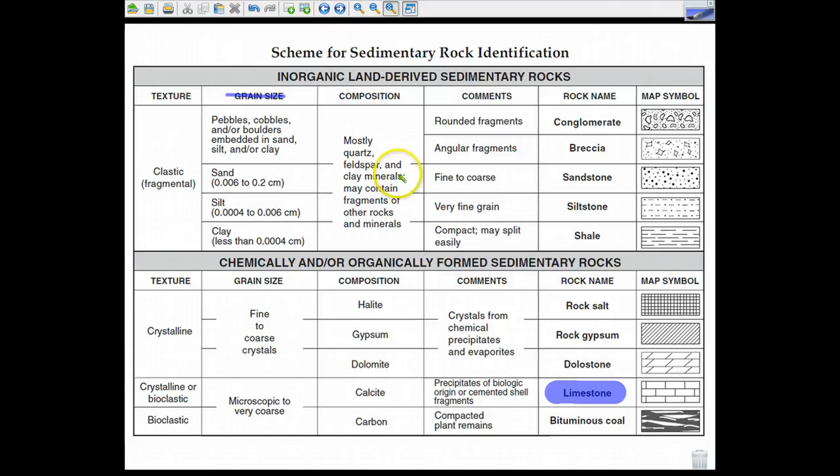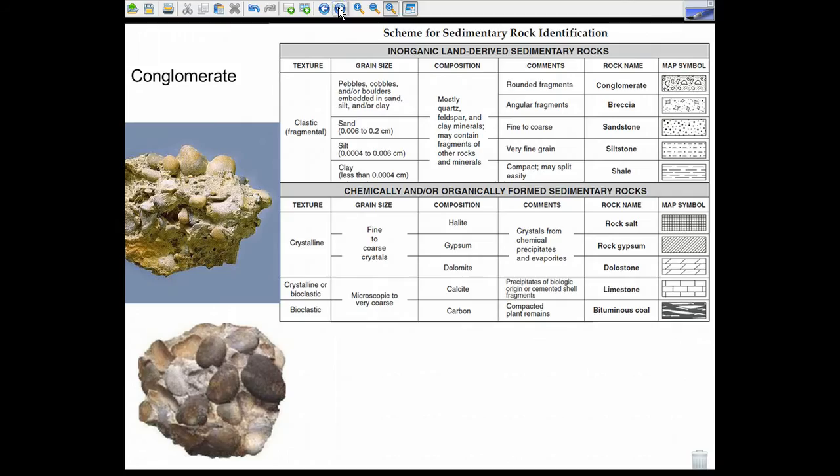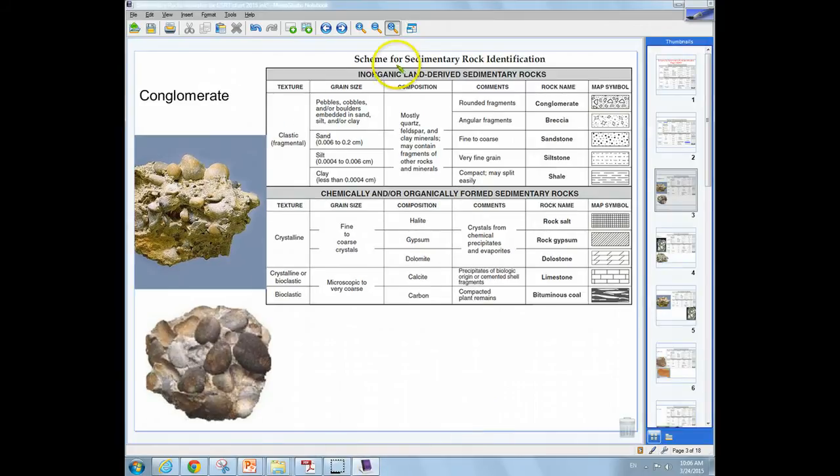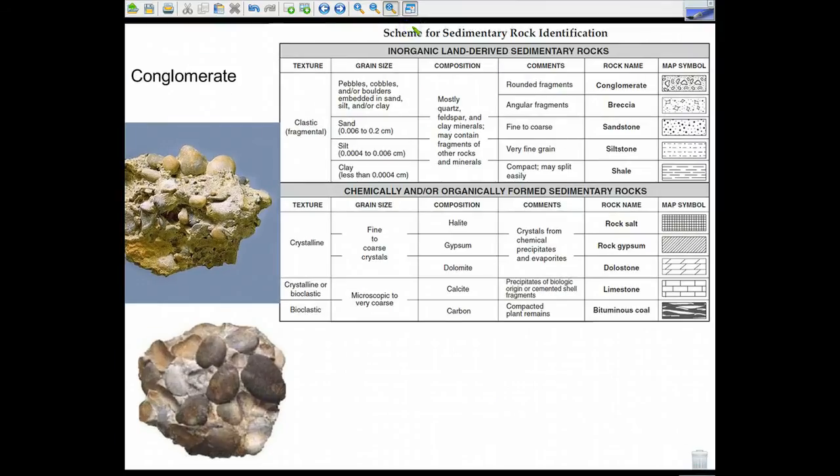Alright, so looking at the next page. Sorry, I exited full screen there for a second.